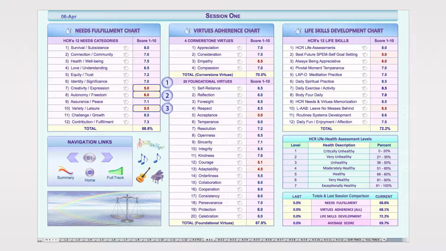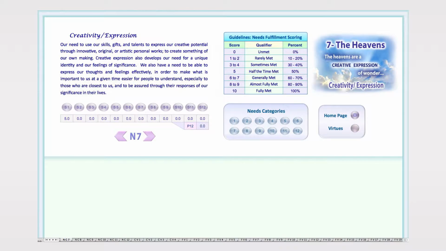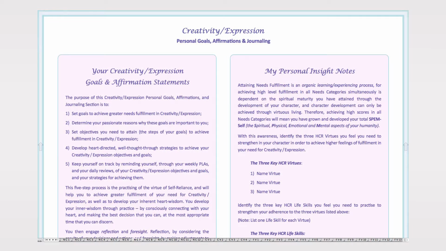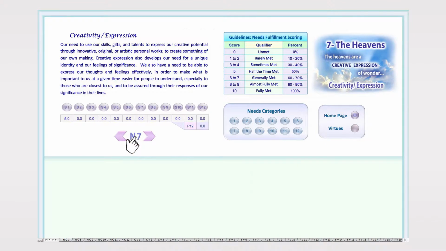In this example, the lowest needs category score is Creativity Expression at a score of 5. We'll be using this category in this demonstration. We'll access the GAJ section for Creativity Expression by clicking on this little hand link or anywhere in the cell. And that takes us to the Creativity Expression description page. You then click on the N7 page identifier, and that takes you to the top of the GAJ section for Creativity Expression. Every description page works like this.